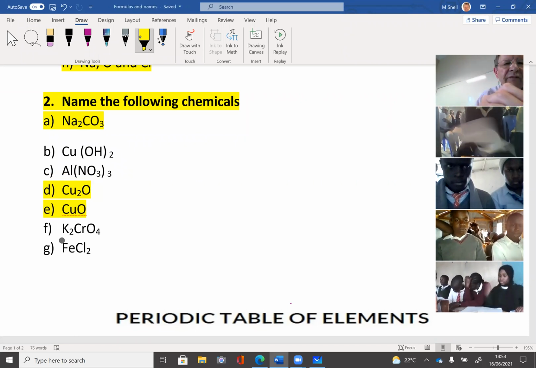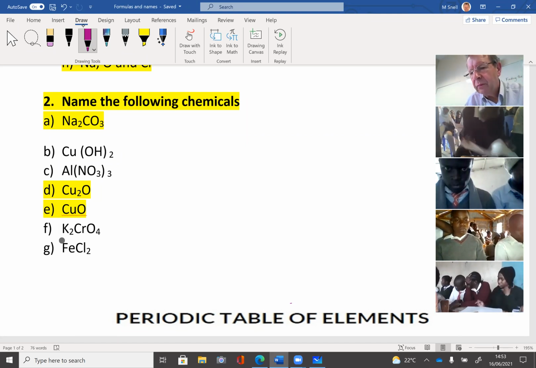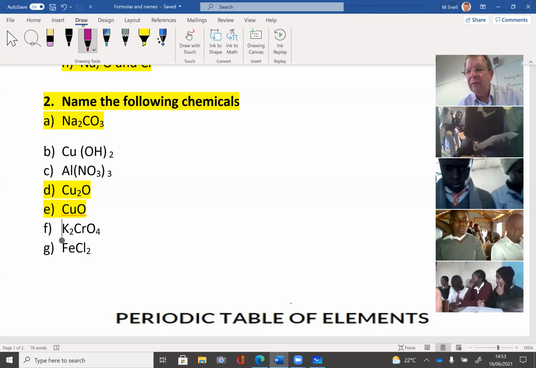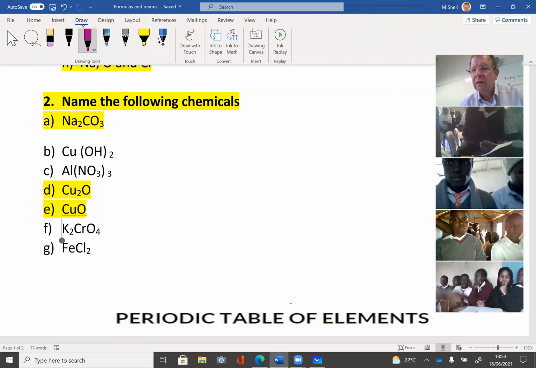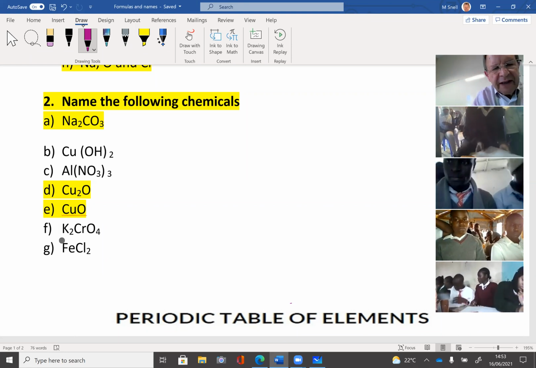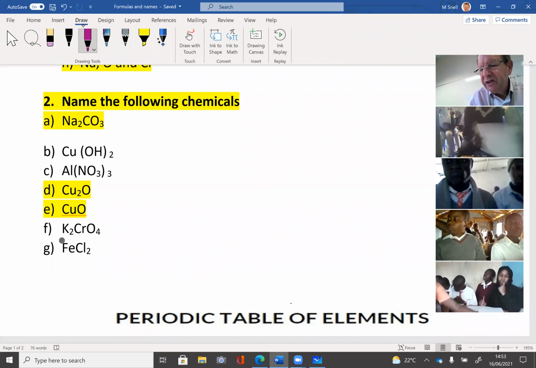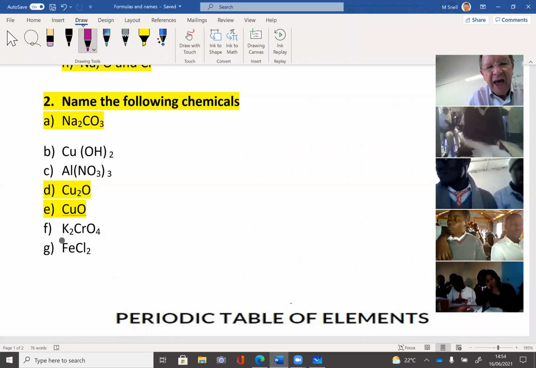And this is where we have to try and find out about oxidation numbers. Many of you, could you just mute? I think maybe that's better.